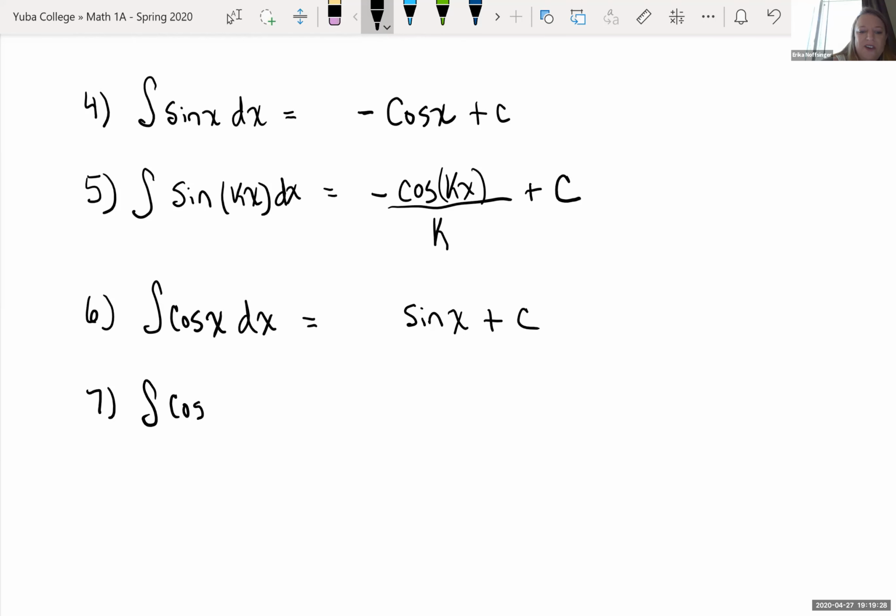We'll be using what is called U substitution, hopefully later this week. And that's a tool to help us integrate, and I will show you this using U integration when we do that. But for right now, if you have cosine of some constant k times x, then the antiderivative is going to be sine of that constant times x, all over that constant k, and then plus c.